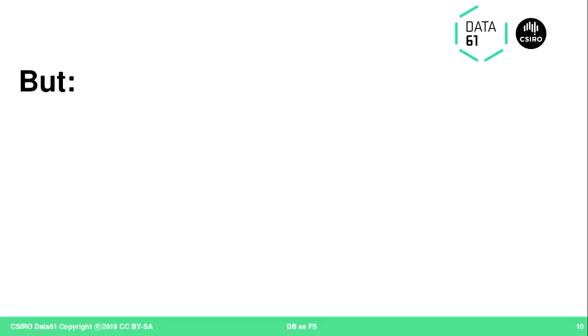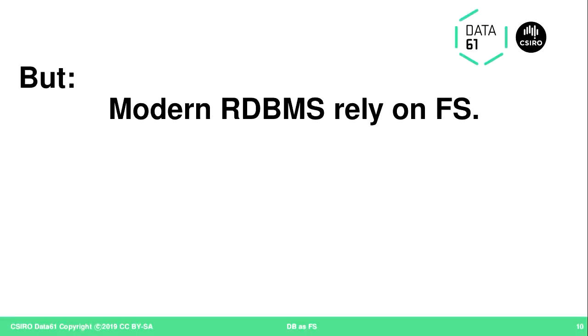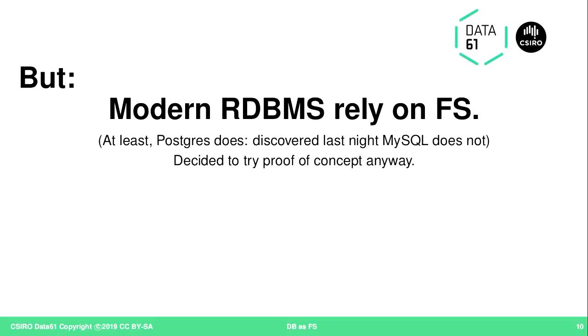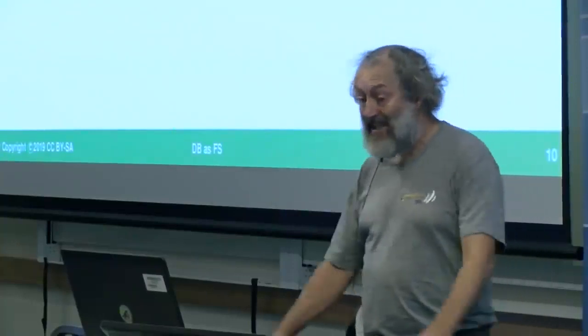But, there's a big but here. Most of the modern relational database management systems we've got, such as Postgres, rely on aspects of the file system for their operation. They don't run on raw disks anymore. At least Postgres does. I discovered only last night, by talking to one of the MySQL maintainers, who happens to be at the conference, that MySQL you can actually configure to do on raw disks. But because I only found that out last night, I haven't tried it yet. Anyway, I've been looking to do this for ages, but haven't had time.